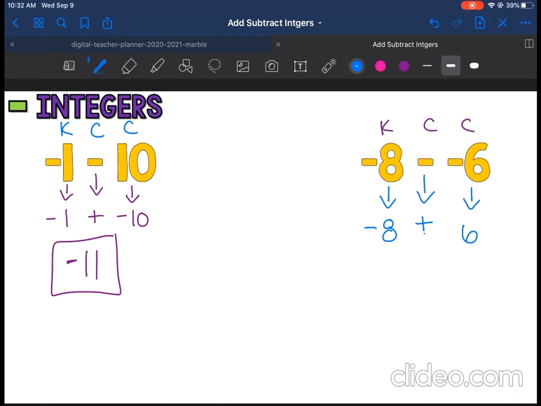Let's go back to our addition rules. Do I have same sign, different signs? Different. So do I add or subtract? Subtract. Good. So I need to subtract 8 minus 6, which is 2. And now I need to ask myself, what number is bigger, 8 or 6? 8. So my final answer is going to be -2.